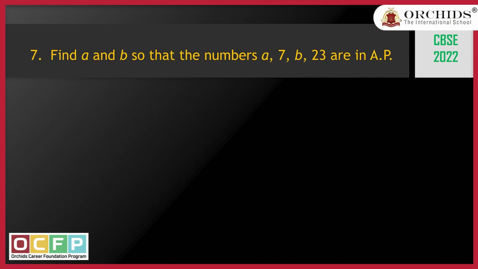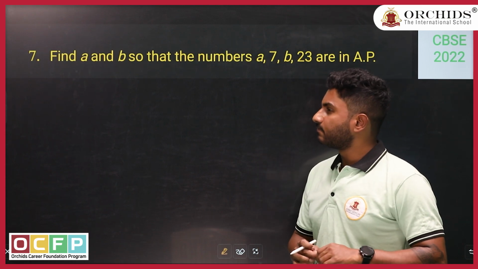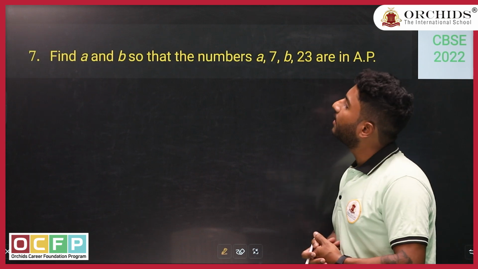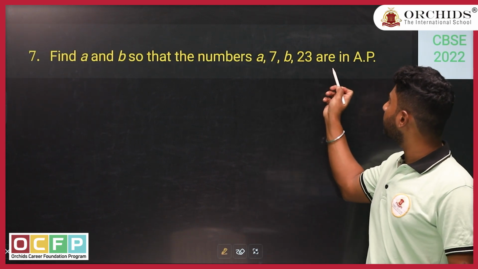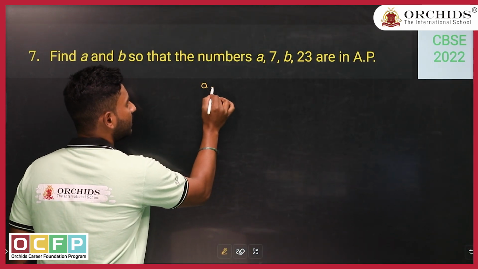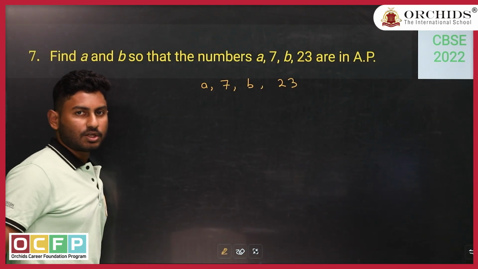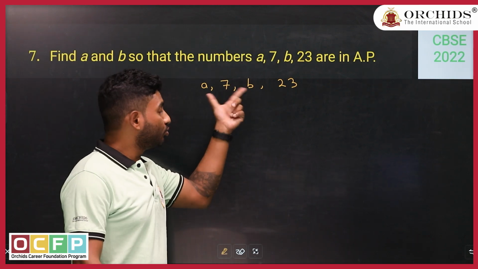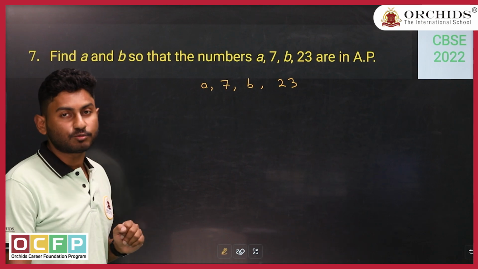So this is the 7th one, from CBSE 2022. If you have understood the meaning of AP, that's nothing. Find A and B so that the numbers form an AP. The AP they have given is A, 7, B, 23. So there are only 4 terms in the AP. Now 2 terms you don't know, and I have to find those 2 terms.